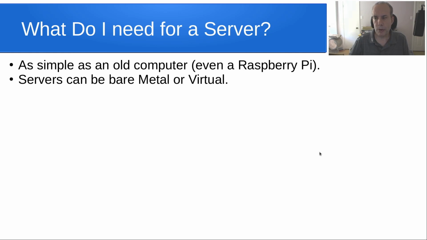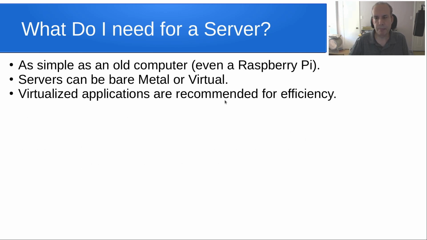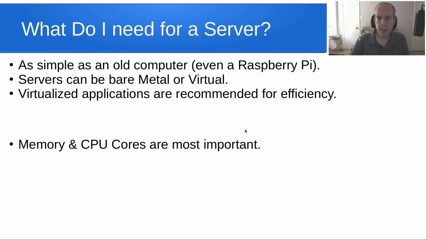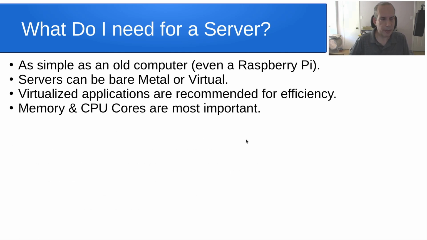Servers can be bare metal or virtual. Again, bare metal is having a server piece of hardware where the app is loaded directly on it, versus a virtual application where obviously we're dealing with one of these virtual containers. Virtualized applications are always recommended for efficiency for the reasons I mentioned a little while ago. Memory and CPU cores, I think, are the most important aspects of a virtualized application, because if the overall hardware doesn't have very much capacity, well, you can't expect your applications to perform very well.